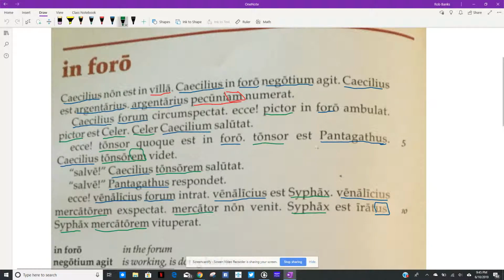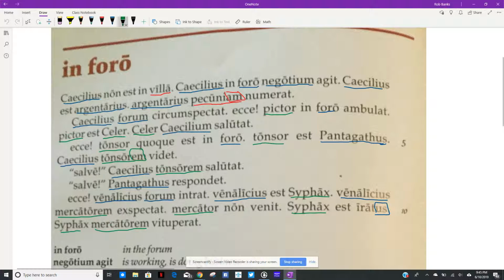Tonsor erat Pantagathus, the barber is Pantagathus, which is Greek for all good. So his name is all good. We'll see how good he is as we go along. Caecilius tonsorem vidit. So the verb vidit, he or she sees. Who sees? Caecilius sees, the nominative, US. Caecilius sees tonsorem, the barber. Salve, hello, Caecilius greets the barber. The nominative greets the accusative. Typical word order, subject first, verb last, everything else, in this case an accusative, which is the direct object, in between. Hello, Pantagathus responds.